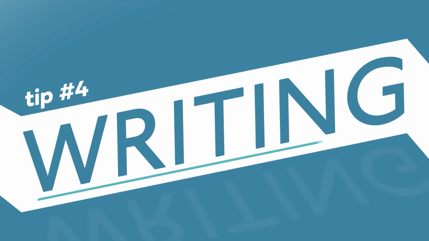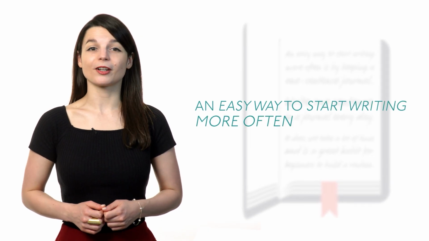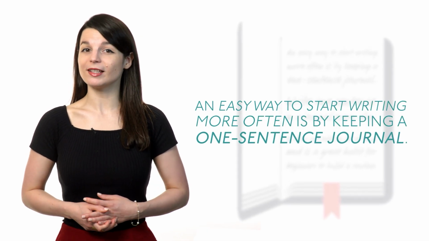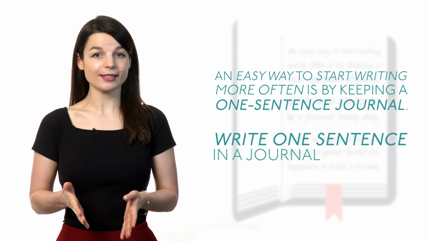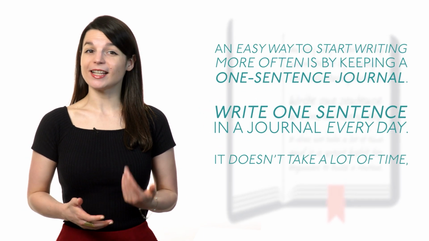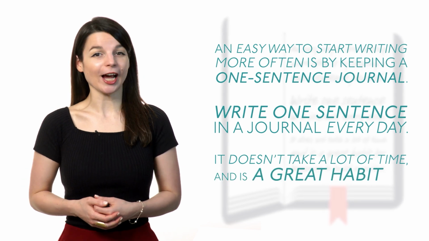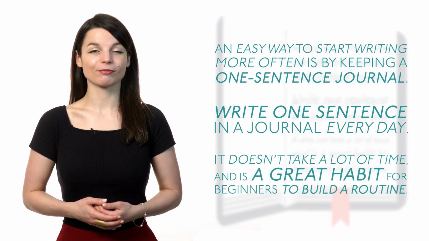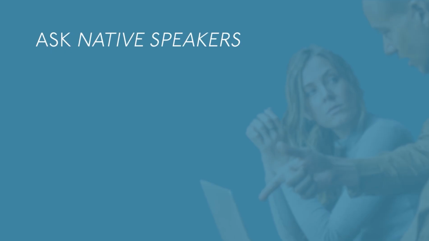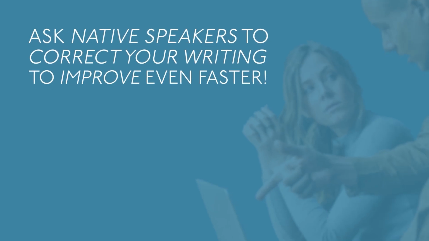Tip number 4. Writing. An easy way to start writing more often is by keeping a one-sentence journal. Write one sentence in a journal every day. It doesn't take a lot of time and is a great habit for beginners to build a routine. You have to be consistent to make improvements. Ask native speakers to correct your writing to improve even faster.